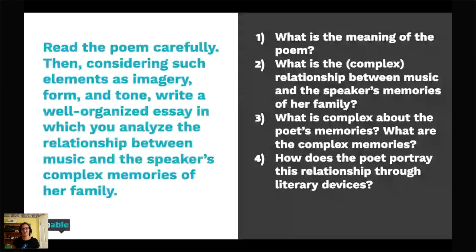If you only have whats that you're answering, then you're not doing what AP Literature is asking you to do. You've got to find the hows as well. And the hows are coming through the literary devices that the poet's using. It's like imagery, form, tone. And the whys are, why does this author choose to do this? Why do they want to portray their family through music? What's the point? Okay, that's one example.